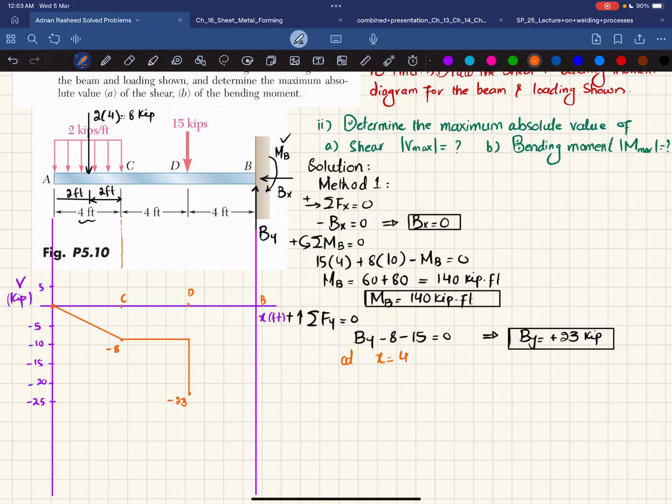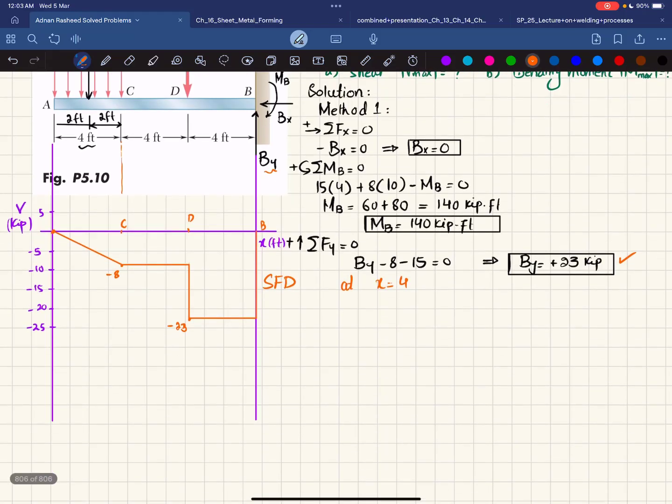And again, moving from D to B, there is no other force, so it will remain the same, horizontal. And at the end, you can see you have By, which is plus 23. So minus 23 plus 23 will give you 0. So this is your shear force diagram. Clear? And we will now move toward the bending moment diagram.